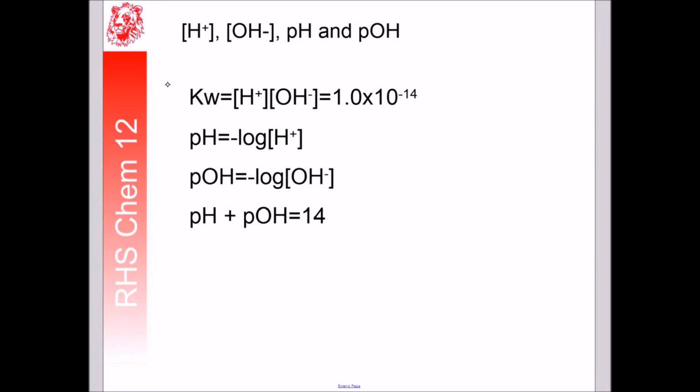And so here are our formulas that we have to work with. Kw is equal to the concentration of H plus times the concentration of OH minus, which is equal to 1.0 times 10 to the negative 14. So if one goes up, the other one has to go down, so that number stays the same. pH is equal to the negative log of the concentration of H plus. pOH is equal to the negative log of the concentration of OH minus, and the pH plus the pOH has got to equal 14. We can use those to do some math.